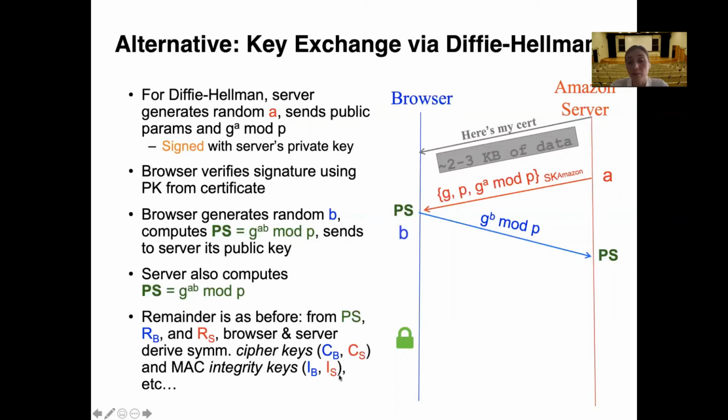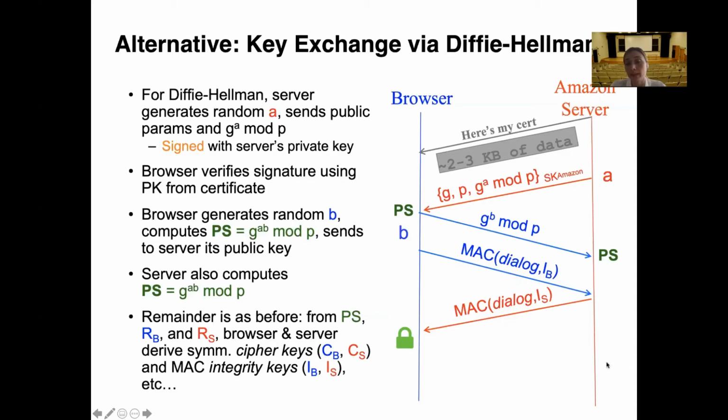Later you're doing the same procedure as before of generating the cipher keys and the MAC keys from the PS, RB, and RS. Now, if the browser and the server have different PS, then the integrity keys will be different between the two of them. So they will detect that when they do the MAC of the dialog at this point, right? The MAC will not verify on the server side because the server has a different MAC key. It doesn't have IB, it has IB prime because it used a different PS to generate it. And similarly, the browser will realize that the server used an IS that's different from the IS the browser sees, because these are all generated from PS.